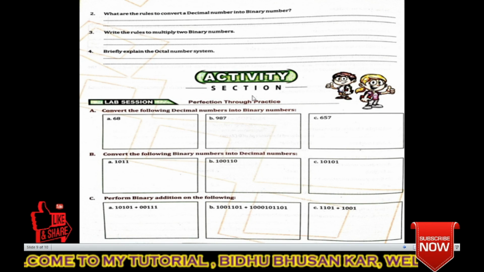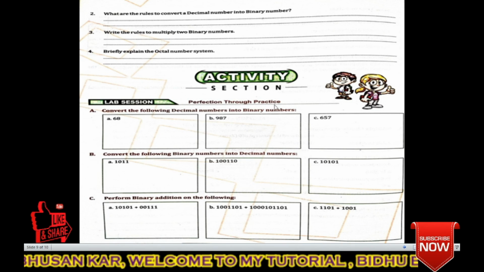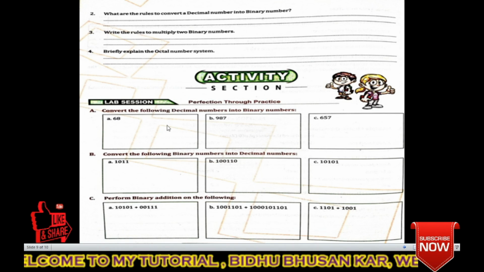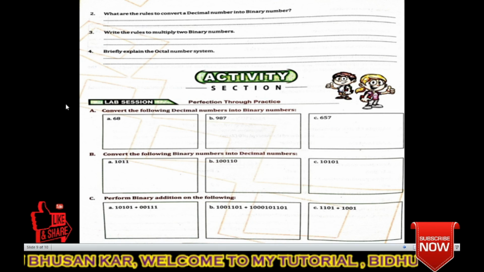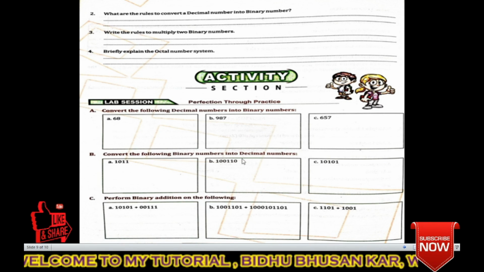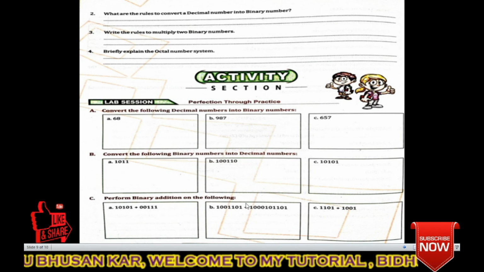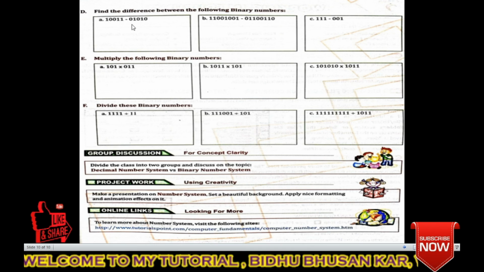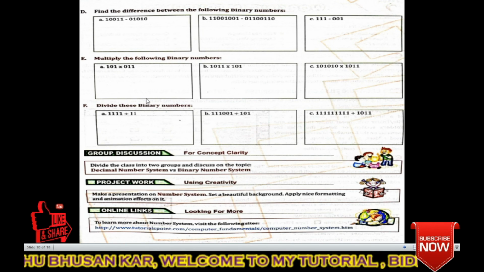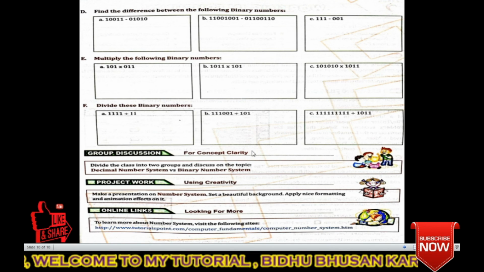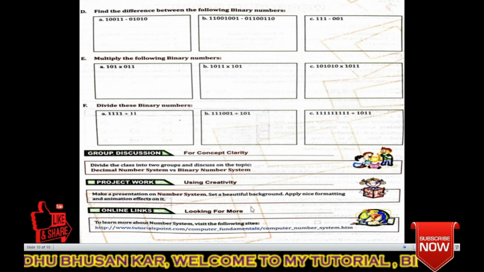Okay, then some activities are there. Activity section, perfection through practice. Okay, you have to convert these things. You just go through the examples written in your topic, then you will be able to convert all these things. This is convert from binary to decimal, this is binary addition. Okay, next, more examples and more activities are there. Group discussion, project work, then online link. You just go through all these things.